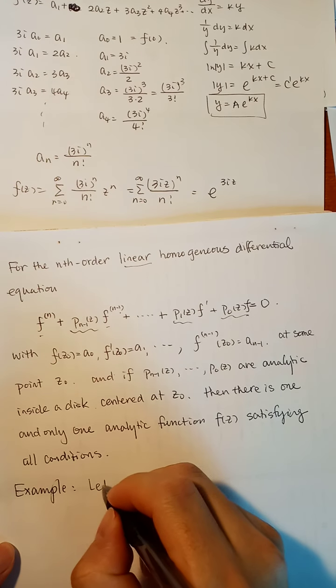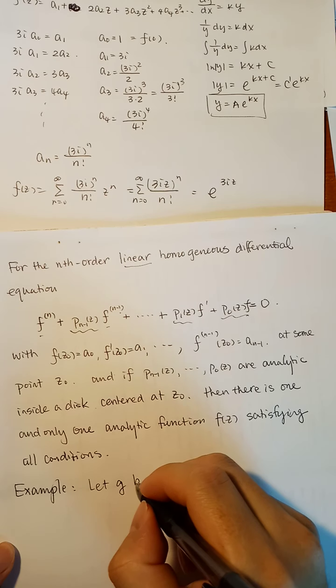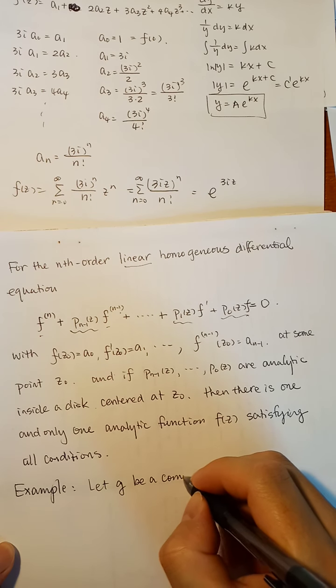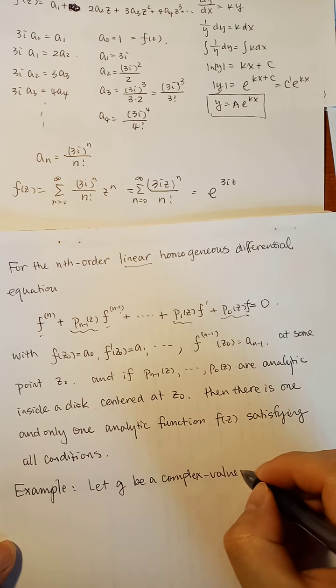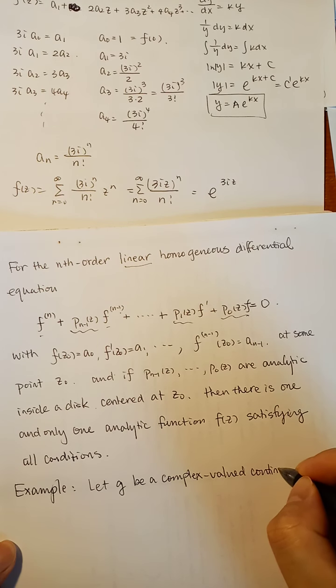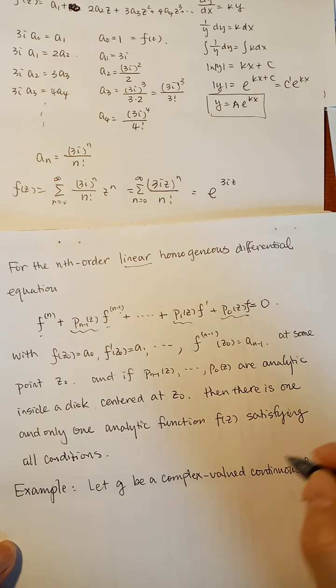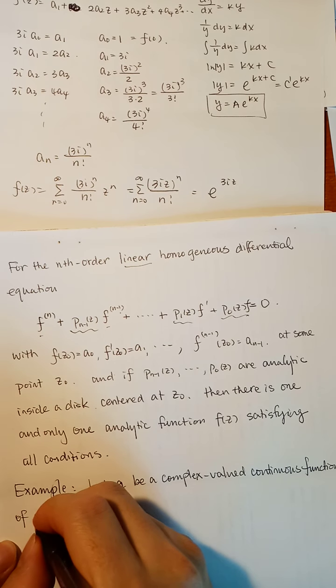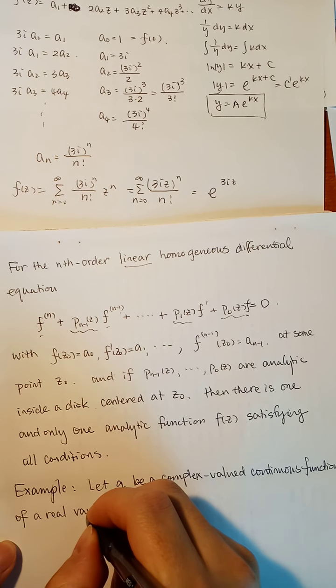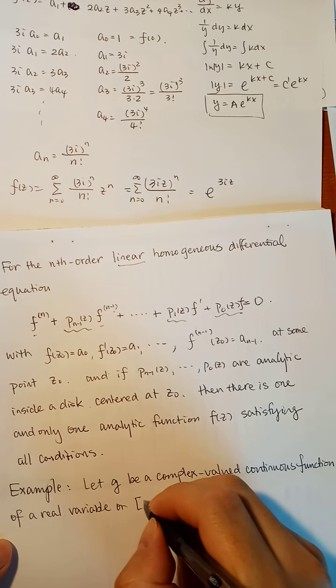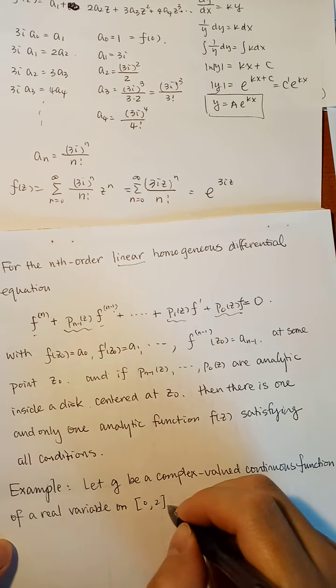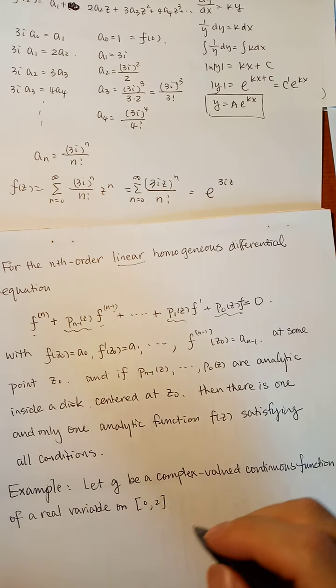Another example says, let g be a complex valued continuous function of a real variable on [0, 2]. So its value is complex. Its domain is real. It's a real variable.